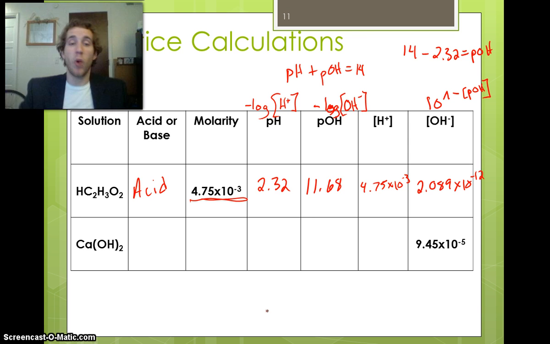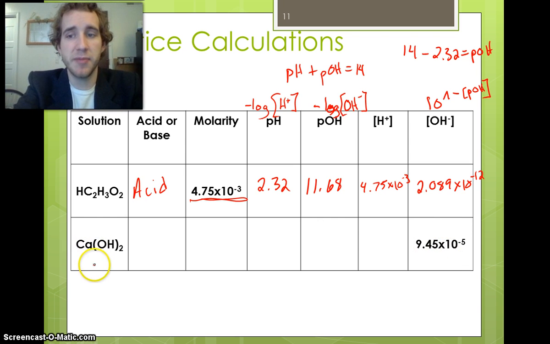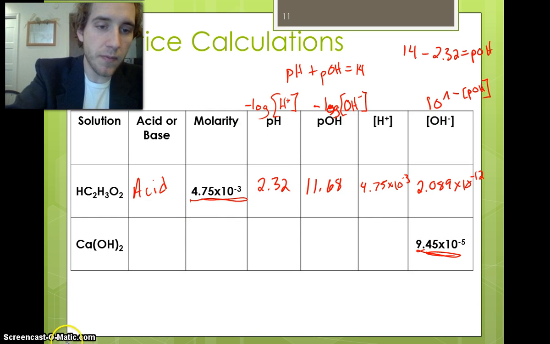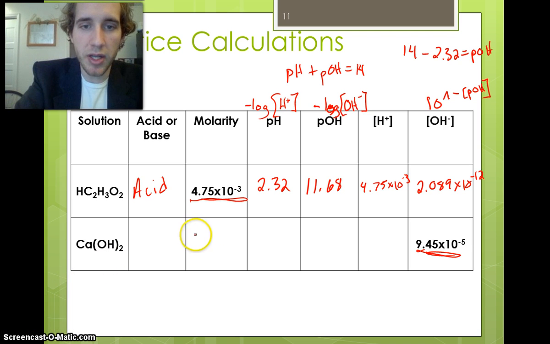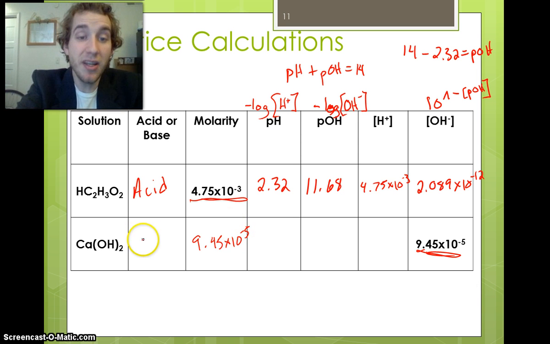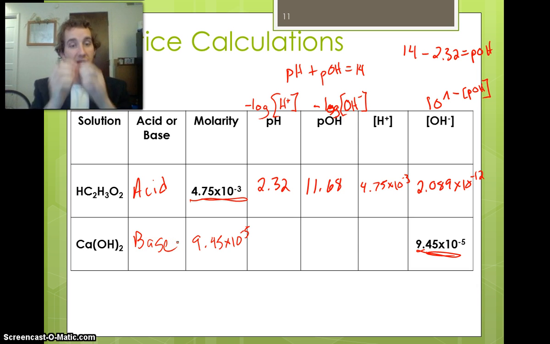Cool. Let's see how we did. Well, we know we've got calcium hydroxide, and here is the hydroxide concentration. If calcium hydroxide is a base, this value must be the concentration, or the molarity, of our base, 9.45 times 10 to the negative 5th. Cool. And we know it's a base because of our Arrhenius definition of an acid or base. We know by definition an Arrhenius base is a substance that dissociates and gives off hydroxide ions in solution.